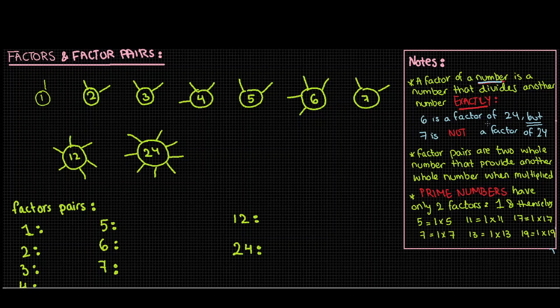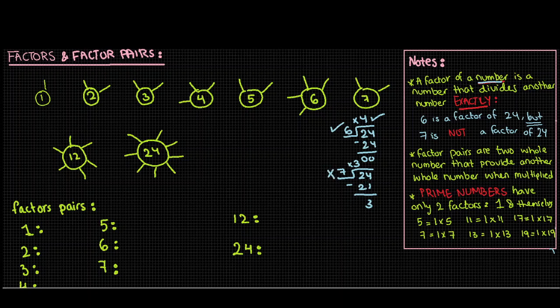We can say that 6 is a factor of 24 because when we try dividing 24 by 6, we get a number with no remainder. So if we don't have a remainder, then the number is a factor, and 6 is a factor of 24. If we try to divide 24 by 7, we will end up getting a remainder. And in this case, we have 3 remainder 3, so 7 is not a factor of 24.